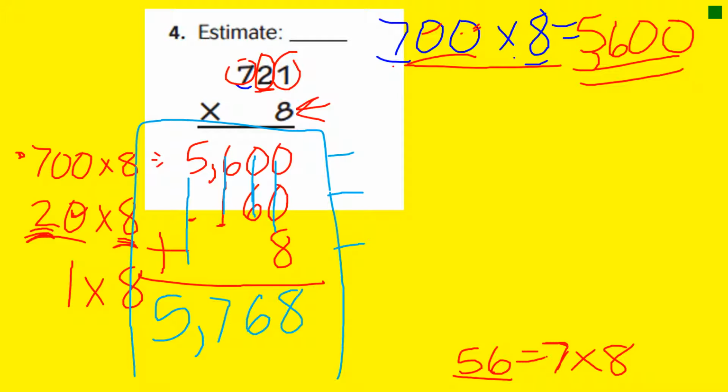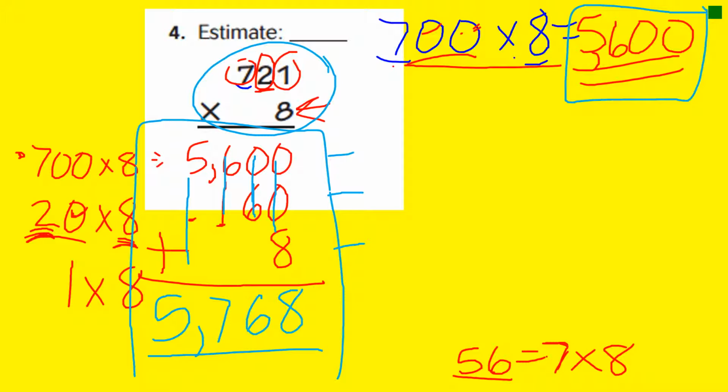5,768. 721 times 8 is 5,768. Let's check our estimate. Check our estimate. 5,600. Yep, pretty close to 5,768. Good work.